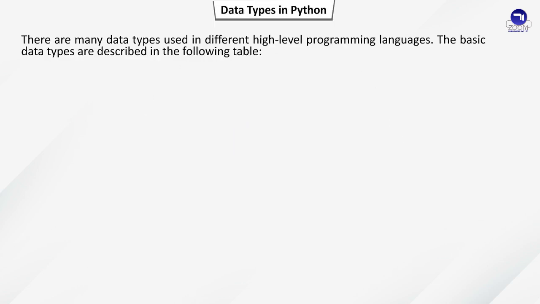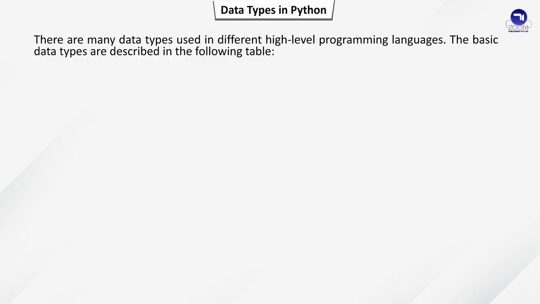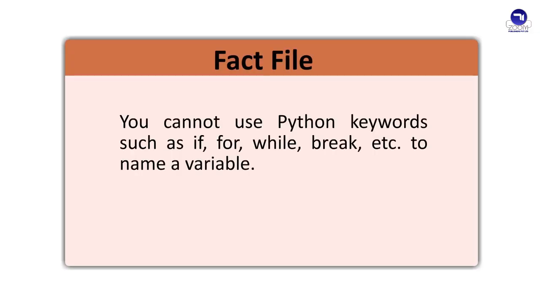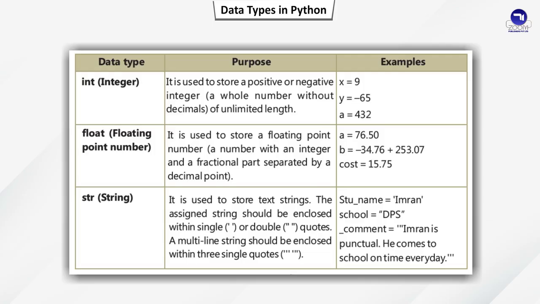Data types in Python. There are many data types used in different high-level programming languages. The basic data types are described in the following table. Fact file: You cannot use Python keywords such as if, for, while, break, etc. to name a variable. Data type, purpose, examples.